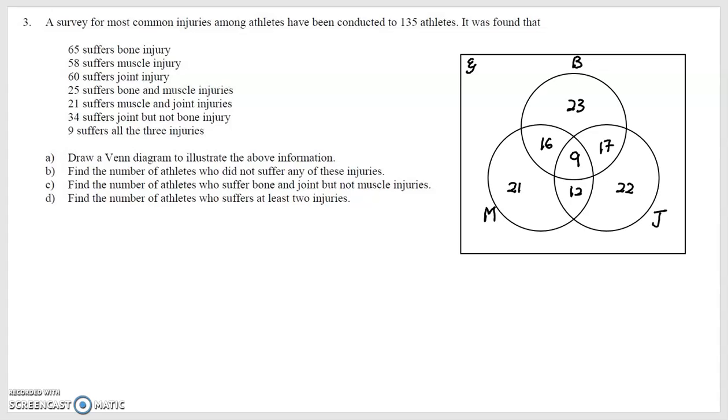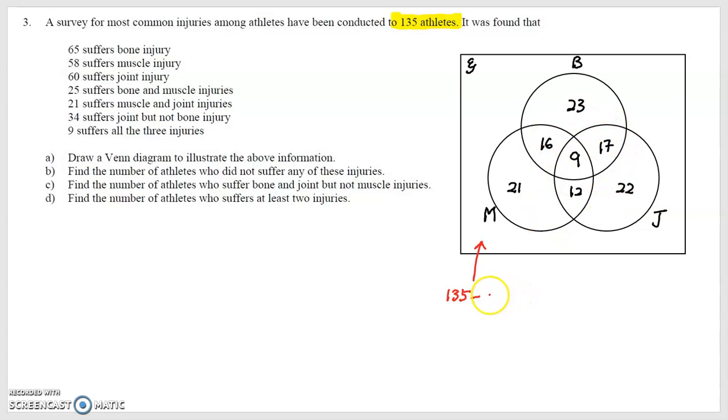So we have one more, which is the value outside here. How do we do it? Again, just now we have 135 athletes in total. Not necessarily all of them have injuries. Maybe some athletes never got injured. So we need to calculate. The total of athletes we have is 135. Maybe some of them are not suffering any of the injuries. So what we have to do is 135 minus all the values inside the circles.